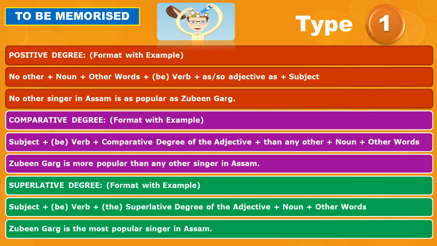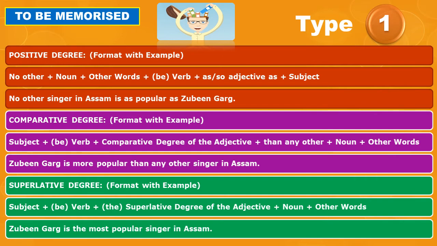Now the same sentence, if we are asked to convert to superlative degree, the format that we have to follow is subject plus be verb plus the. I think you remember this, that before the superlative degree of the adjective we have to use the. You read this while doing articles. It is one of the uses of the article the. We have to use it before the superlative degree of the adjective plus noun plus other words, and your sentence will read as: Zubin Garg is the most popular singer in Assam.